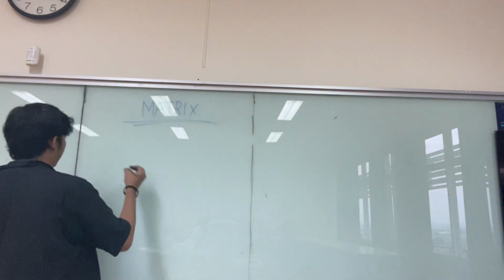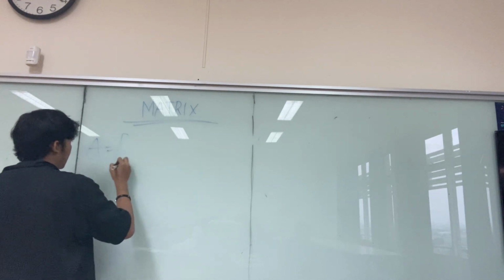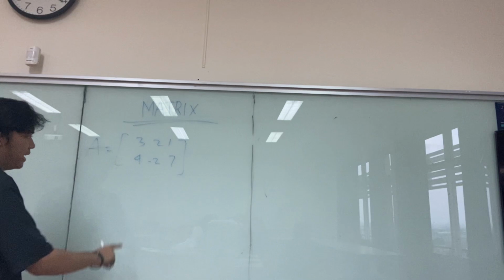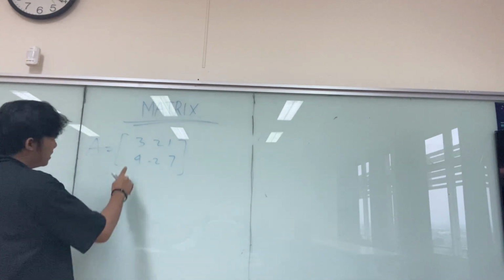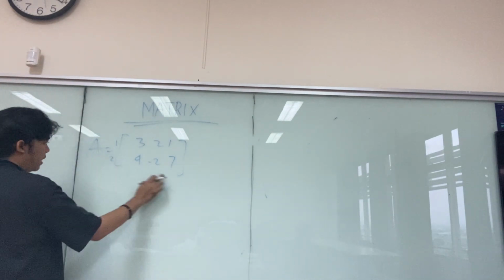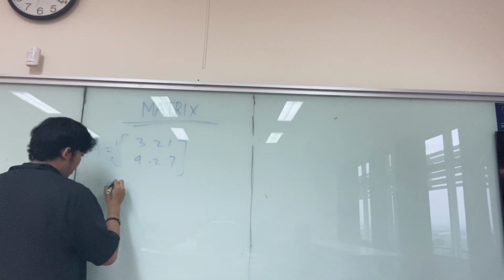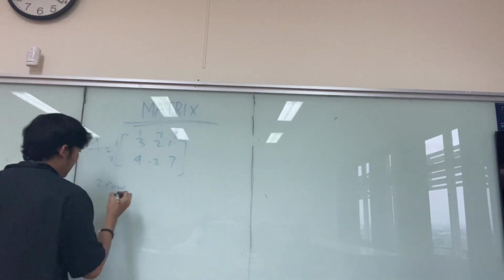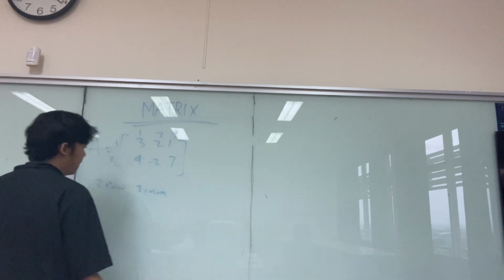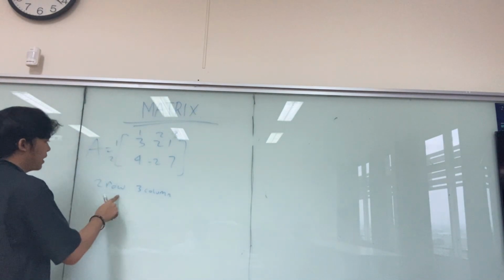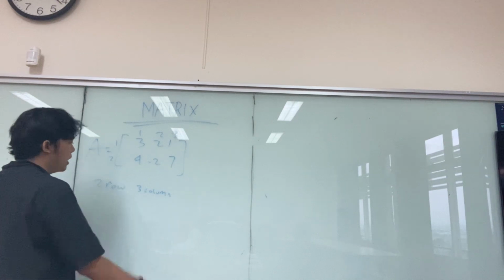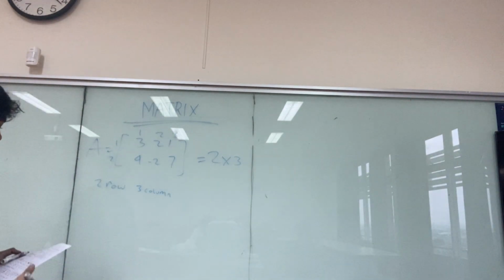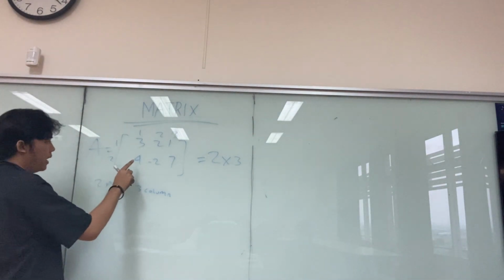First, let's talk about the order of the matrix. For example, we have A, 3, 2, 1, 4, minus 2, and then 7. What exactly is this order of the matrix? Since this matrix has two rows, we put it here, and 3 columns, 1, 2, 3. So basically, row means horizontal line and column means vertical. So for this matrix, we call it a 2 times 3 matrix.